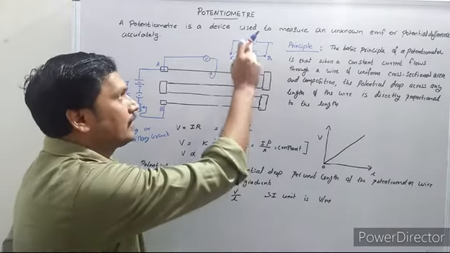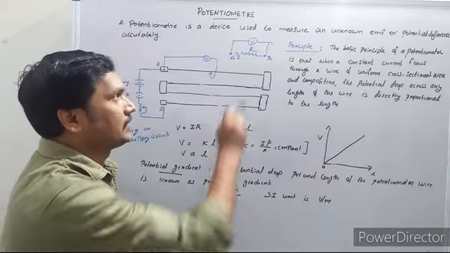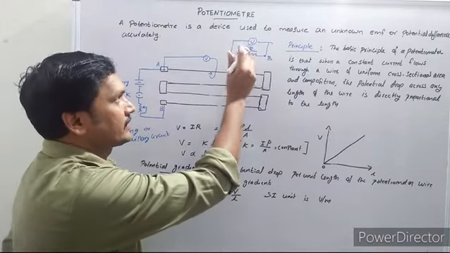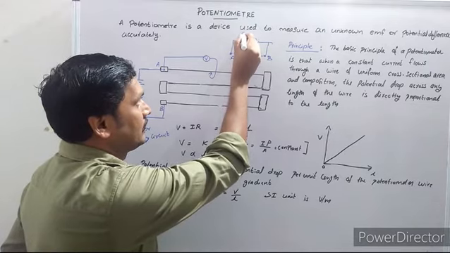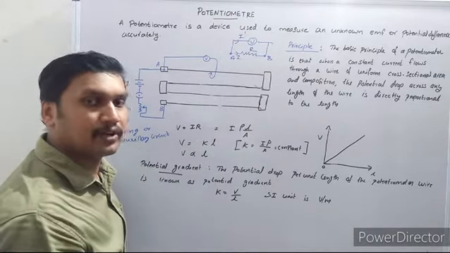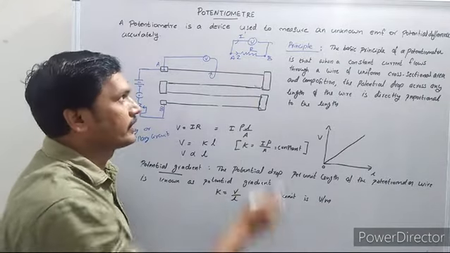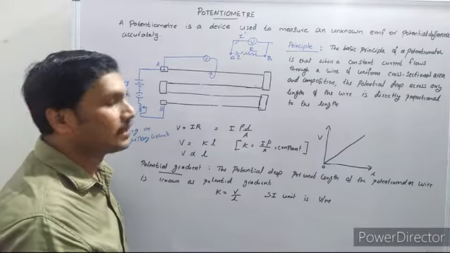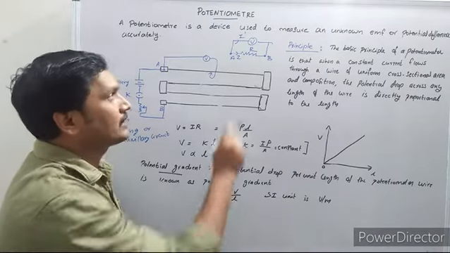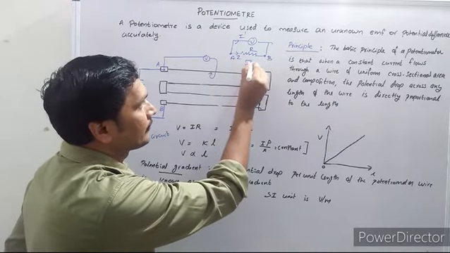For the working of this voltmeter, it draws some current from the resistor. Let us say a small current I dash is drawn from the resistor by the voltmeter, because the voltmeter has some resistance. Let I dash be the current passing through the voltmeter. So the actual potential difference between A and B is I into R.